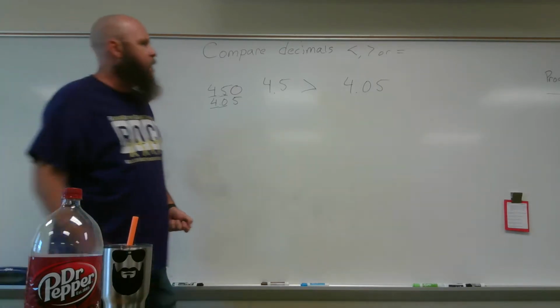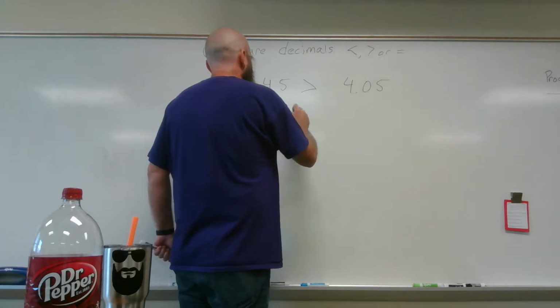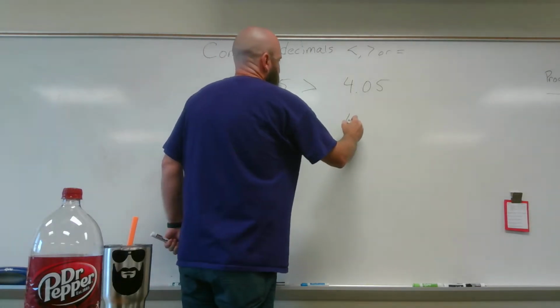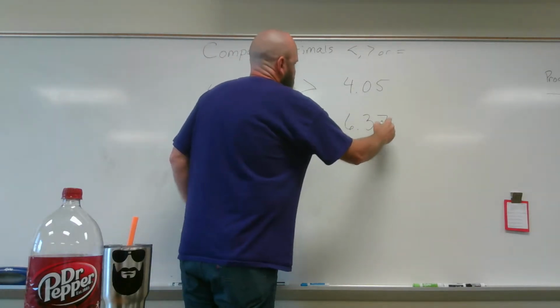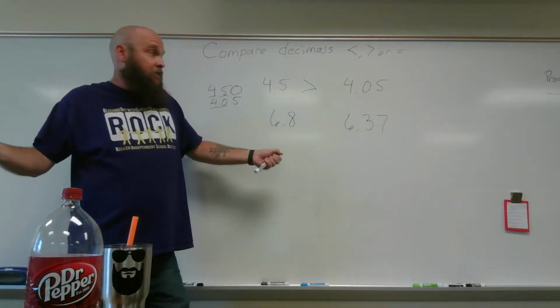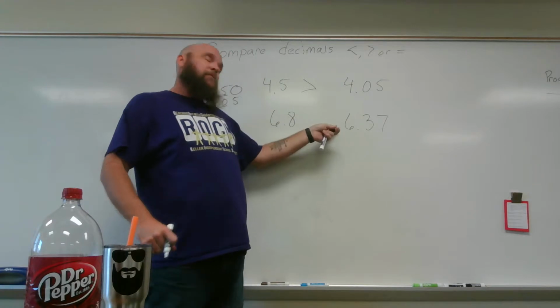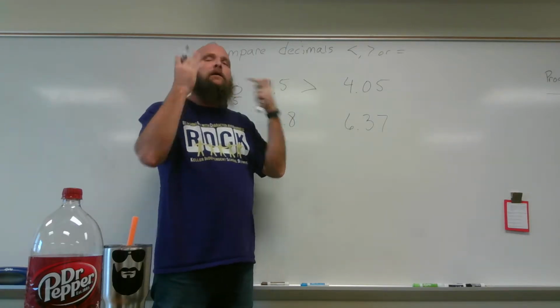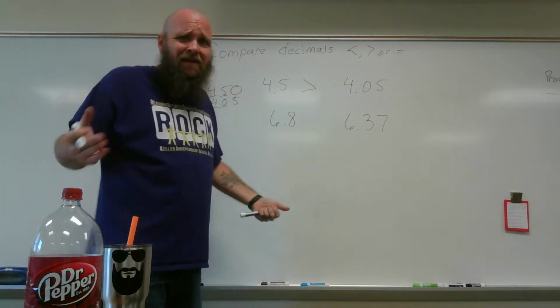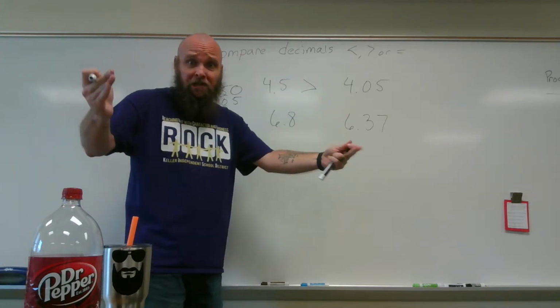Let's say 6 and 8/10, 6 and 37/100. Well, obviously, since 37 is greater than 8, then this must be bigger, right? No, let's check it. We can't just guess. Don't just guess. You got to think. Do the work.